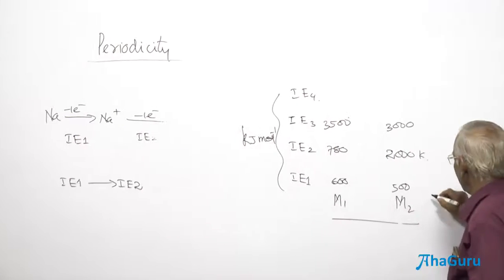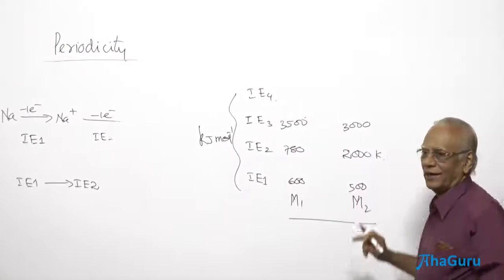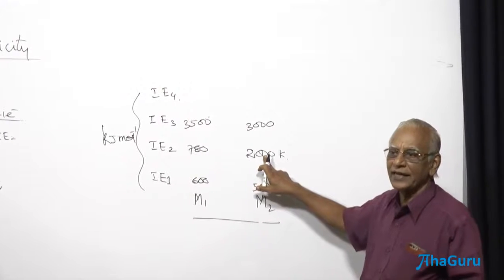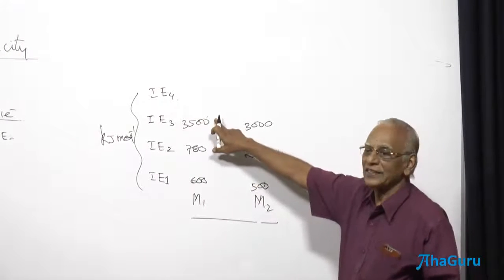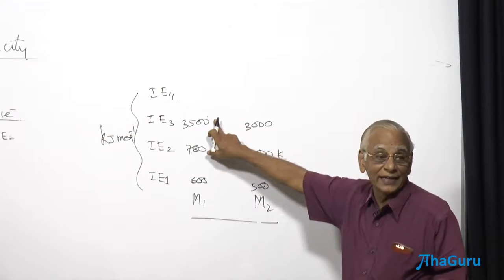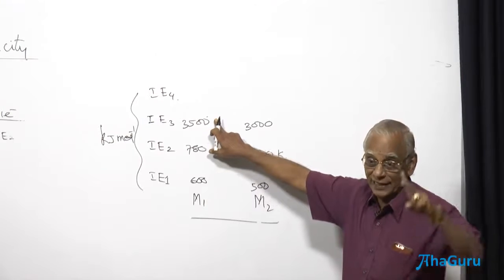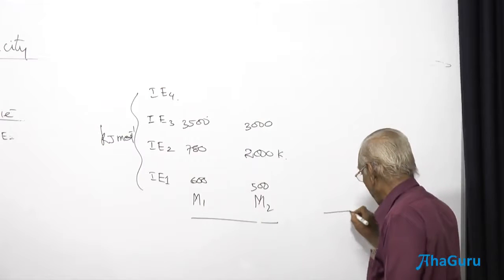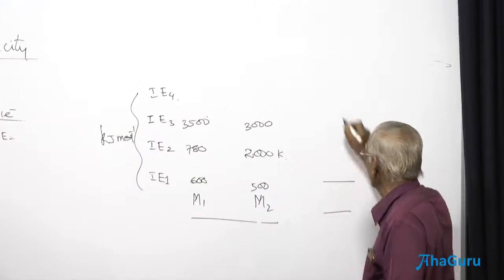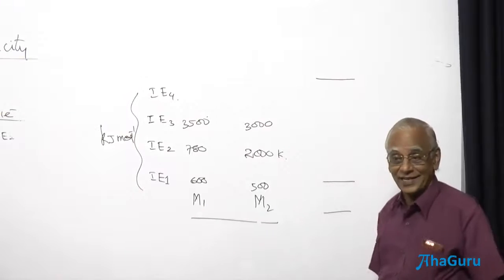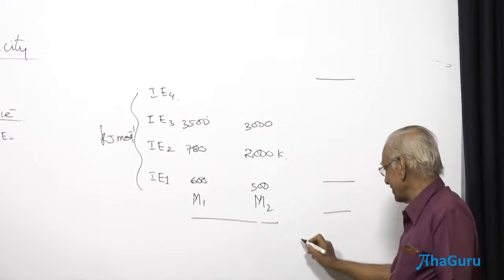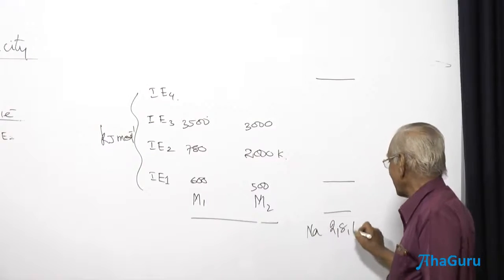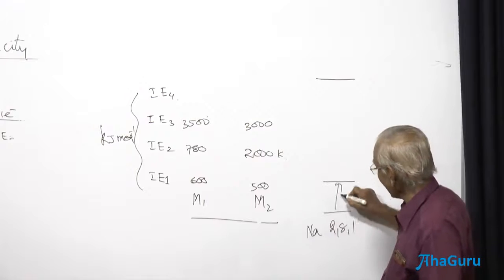But then when you try to remove one more electron from a stable configuration, the energy needed is extremely high. The energy for removing the third electron is also extremely high. If there is a very big jump between ionization enthalpy 1, ionization enthalpy 2, ionization enthalpy 3, let us take sodium. Sodium has the electronic configuration 2, 8, 1. And I have removed one electron.